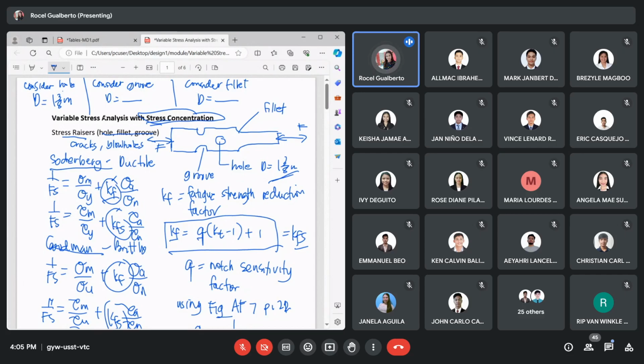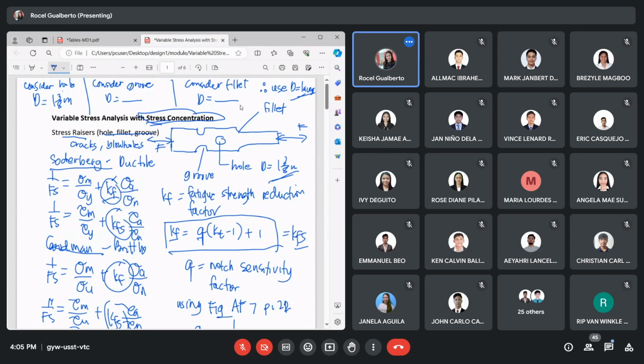Tapos, tatlo po yung naging answer mo. Ano po yung magiging conclusion? Therefore, use the largest value. Kung ano po yung biggest among these three, that would be your final answer. Naintindihan po ba? Hello?